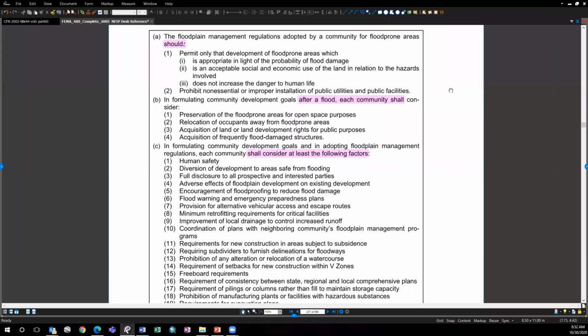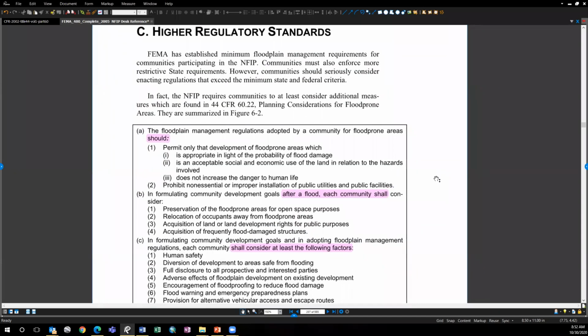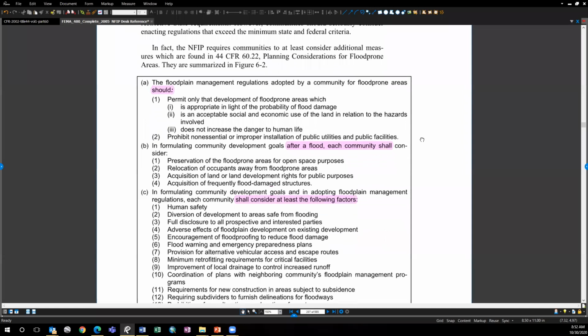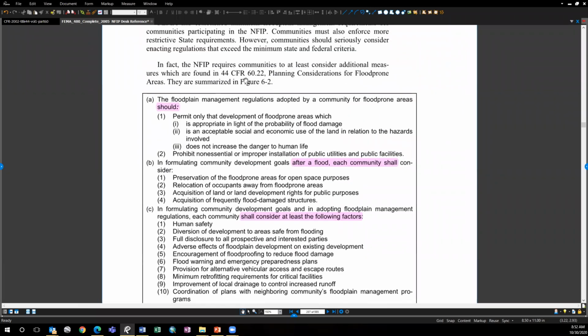So in the manual, when it's talking about higher regulatory standards, are you able to see my screen still? Yes, we're okay. Good. Yeah. So this is again page 207 out of the book, but it quotes right out of CFR Part 60.